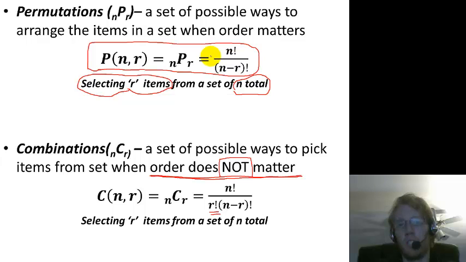So for example, if you just said, I want to take some friends to the movies, and you want to pick 3 of your friends to take to the movies out of 10 friends total, that would be combinations, because you're just picking 3.